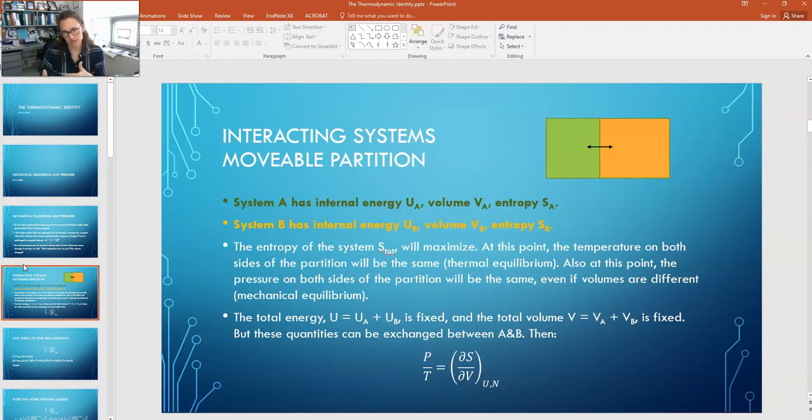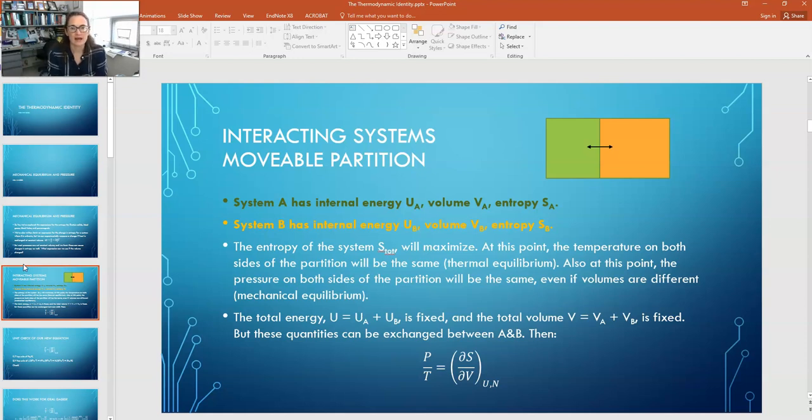And V_A and V_B can exchange volume, right? That partition in between A and B, in other words, can slide left-right if the pressure in between A and B is not the same, okay? So that really is going to be the pressure, the quantity that will come to equilibrium. And this is kind of easy to see if you envision that movable partition, okay? Let's say that you had a higher pressure of the green gas than you did in the orange gas on the right. That high pressure of the green would push the partition over to the right, okay? And that means that the volume of system A would increase while the volume of system B would decrease, okay? So that's what we're talking about here.